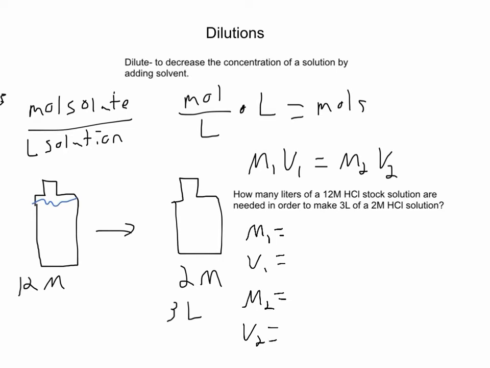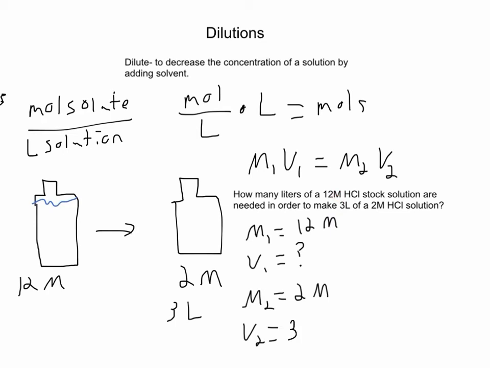We have a 12 molar hydrochloric acid stock solution. That's a molarity, so I'm going to call it M1. This is solution 1, the 12 molar stock solution. I don't know the volume. They don't give me a volume for that solution, so V1 will be question mark. The molarity of the solution we're looking for is 2 molar, so M2, the molarity of the diluted solution, is 2 molar. And the volume of that solution that we want to make is 3 liters.